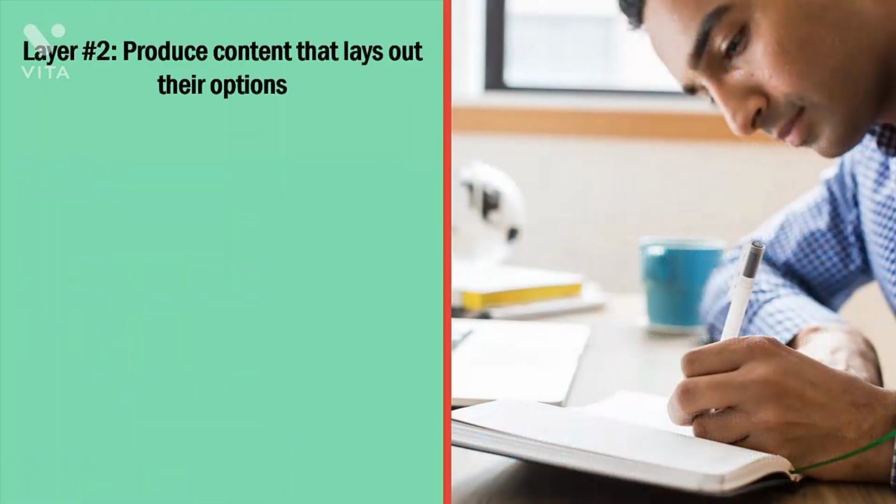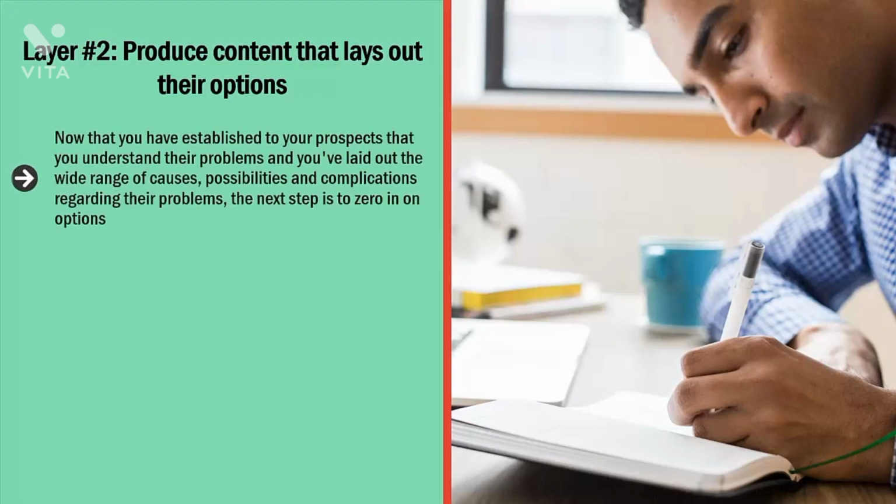Layer number 2, produce content that lays out their options. Now that you have established to your prospects that you understand their problems and you've laid out the wide range of causes, possibilities, and complications regarding their problems, the next step is to zero in on options. These are possible solutions they can select, but you mention this in categorical terms.